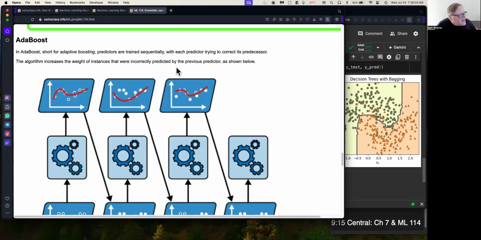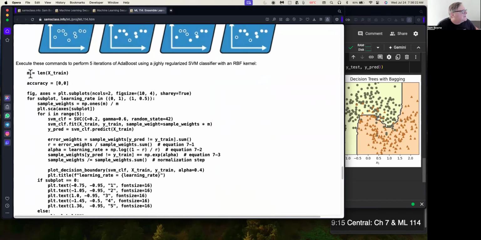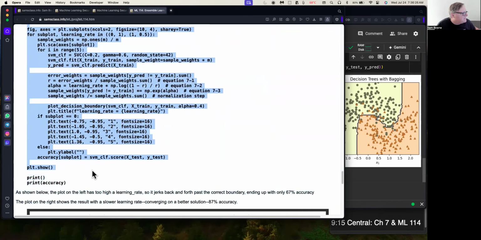And now we can try AdaBoost, where you have a series of predictors that are not independent measures of the classification, but each one of them tries to improve the previous one. It's successive approximation. And so this one, AdaBoost, will increase the weight of instances that were incorrectly predicted by the previous predictor. So this is the one that does that with 5 iterations of AdaBoost.